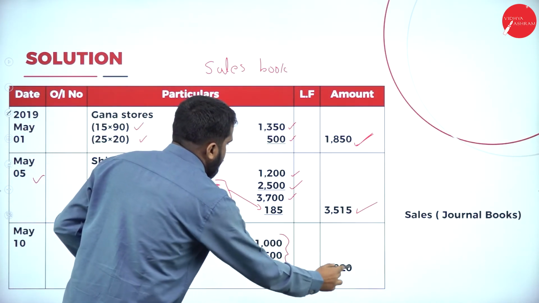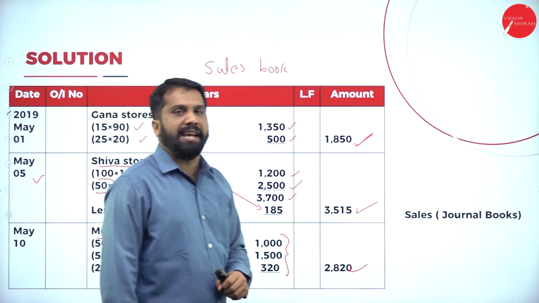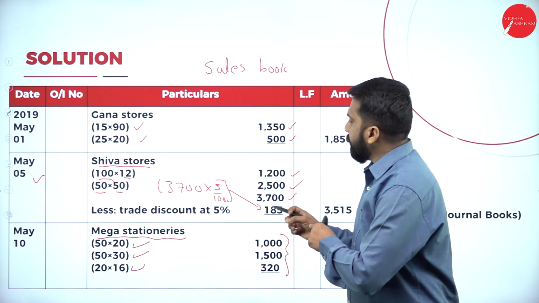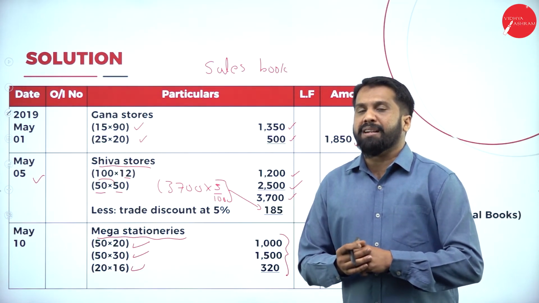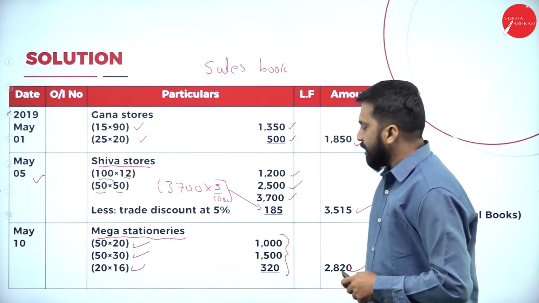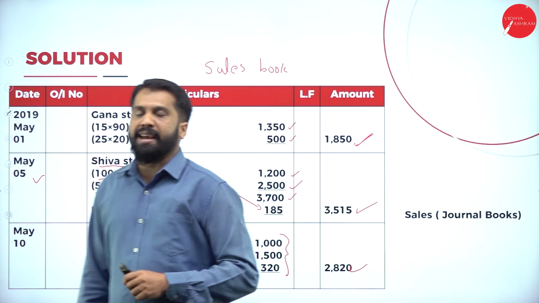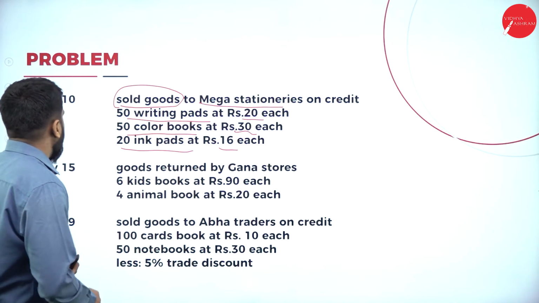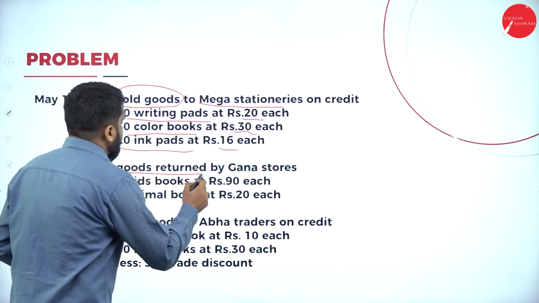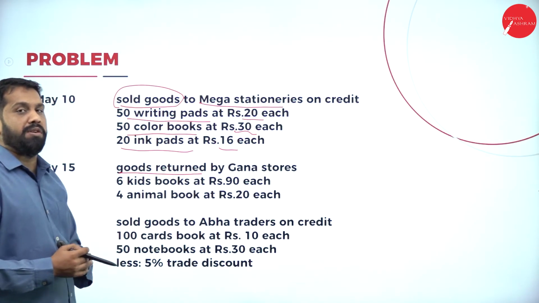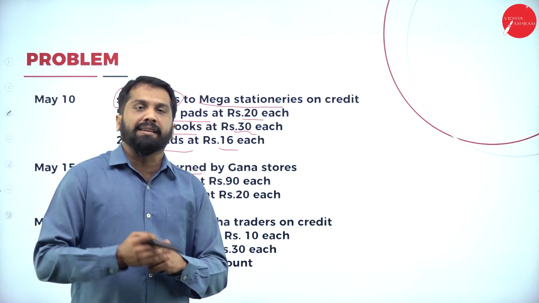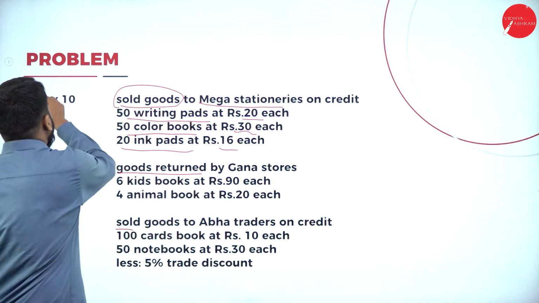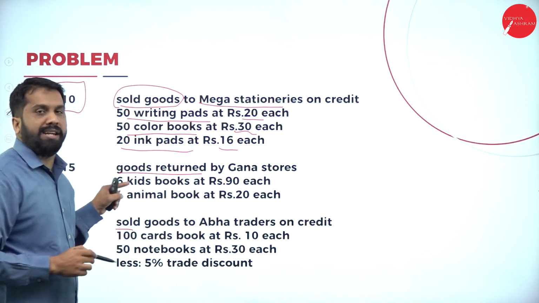The total value is 2820. Any doubt? Whatever is given in the question, we have written the name and we have multiplied. Now, your total answer is 2820. Any doubt? No doubt. Next one. Goods returned will come later because we are doing only sales now. Return and all will come later. Next, sold goods. So this we have completed. This is not yet completed.